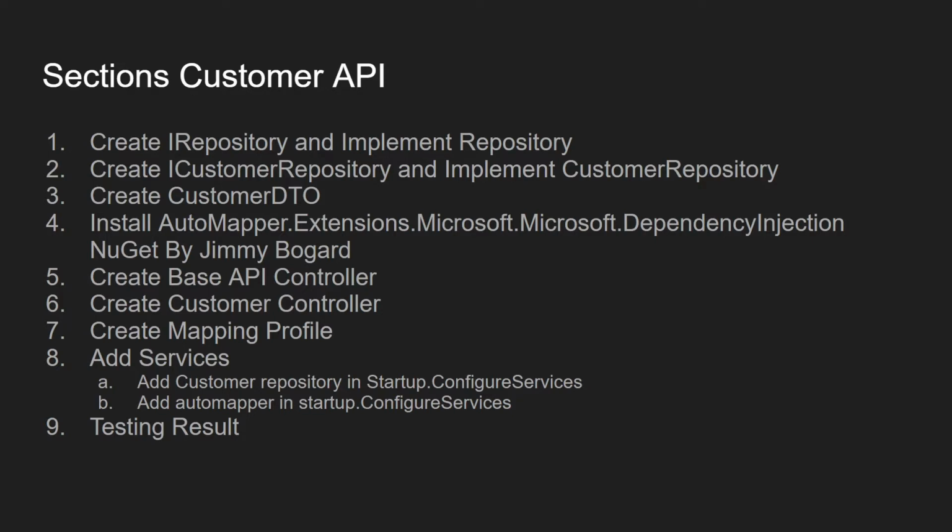Then we will install AutoMapper extension. After that, we'll create a base API controller, which will be inherited by customer controller. Then we will add mapping profile for customer. Then we'll add services. First, we will add the customer repository in startup configuration services and also add AutoMapper. Then we will test the result.